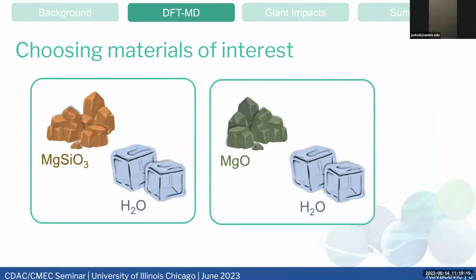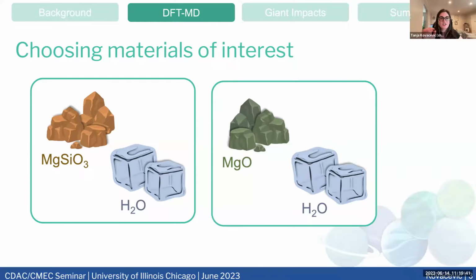First, we're going to need to pick materials of interest. I mentioned those two papers where I discussed MgSiO3 and H2O mixing and MgO and H2O mixing. Now I'll focus just on MgO H2O mixing when I'm showing the results, because both methods were done very similarly. So I don't want to be redundant, and I'll show you the results from both papers towards the end of this DFT section.